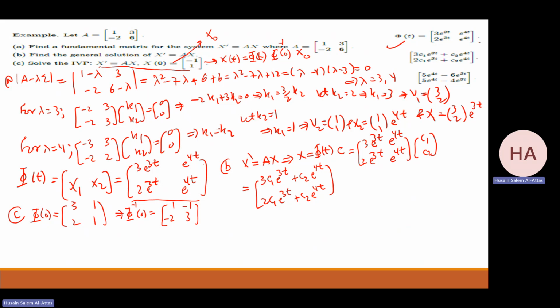Then I need to find c, where c is phi inverse at 0 times x0. That will be 1, minus 1, minus 2, 3, times minus 1, 1. To find the c's, you can solve the equation or do it right away. You'll get minus 1 minus 1, that is minus 2, and 2 plus 3, that is 5.